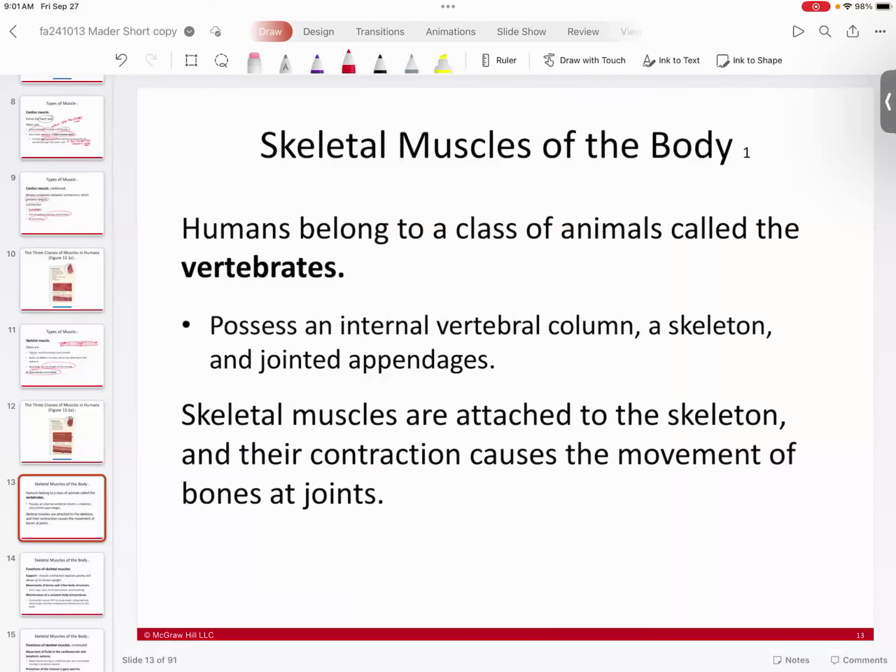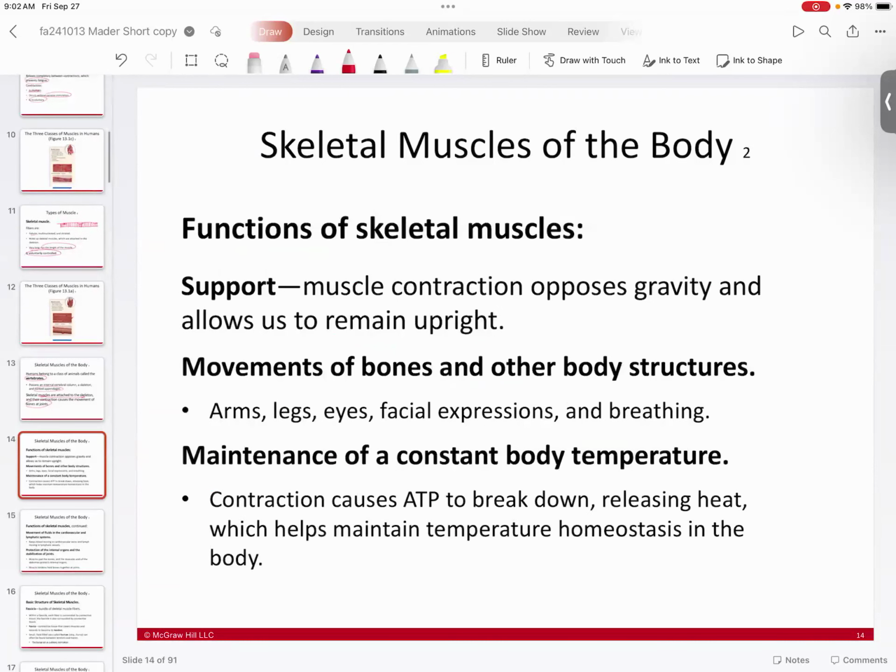Okay, so ultimately, when we take a look at our musculature, we have a backbone, right? So we are part of what's called the vertebrates. The vertebrates are all animals that have a backbone, a vertebral column and a skeleton, and they have appendages attached to those. So basically we hang our muscles onto our skeleton, and when they contract, they move our bones. That's how we move our appendages around.